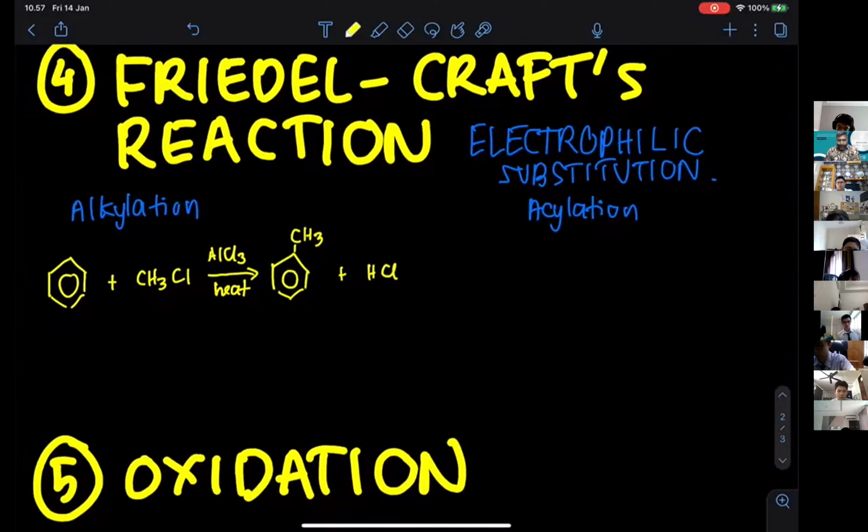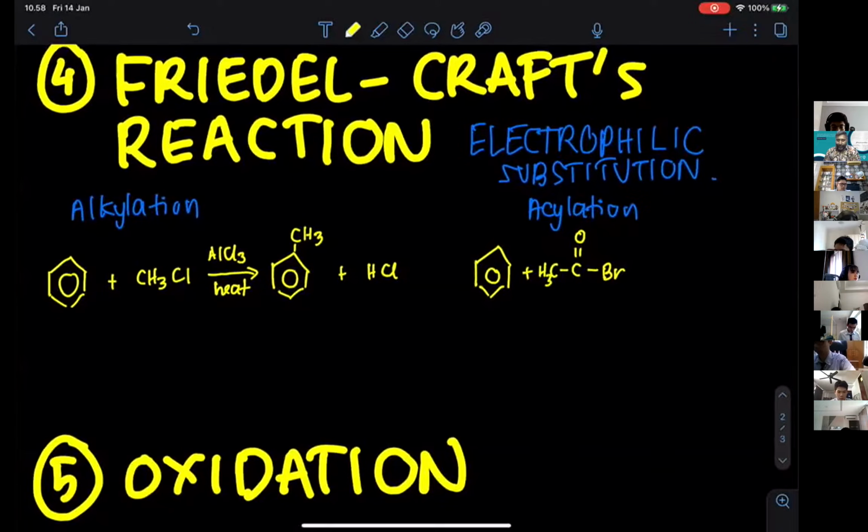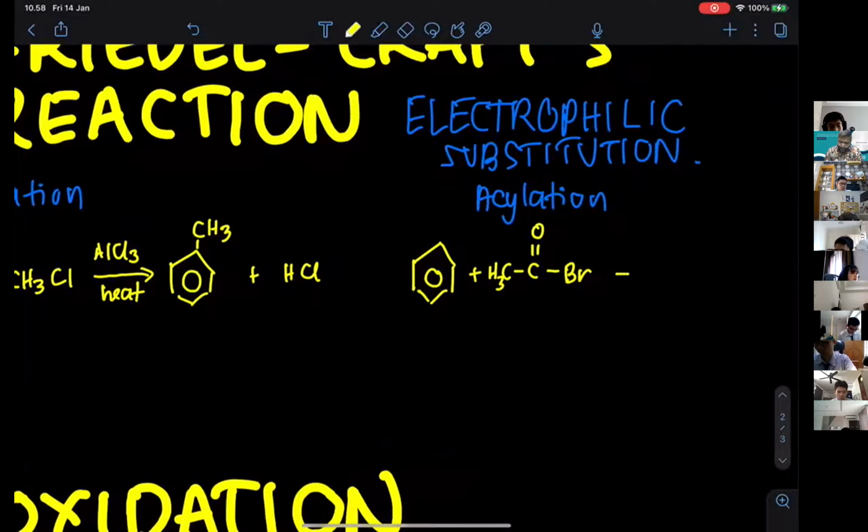The same thing will be applied over here for acylation. Let's say this is an acyl group, C double bond O, and then you have the R group. Let's say for the R group I want to use CH3. Make sure the same thing, you need to use a halogen. But now I'm going to use Br, for example, so that I can show you a different example. So if you use the Br over there, you use AlBr3 and heat.